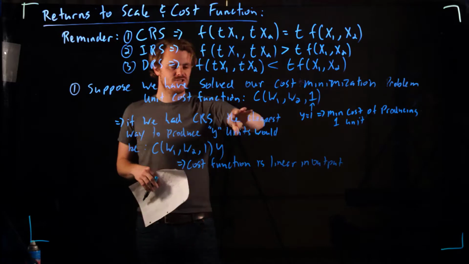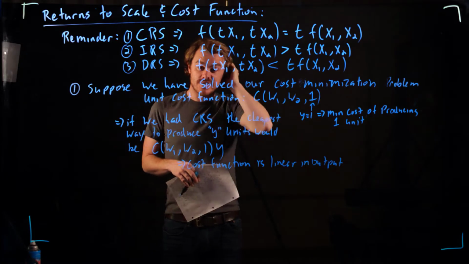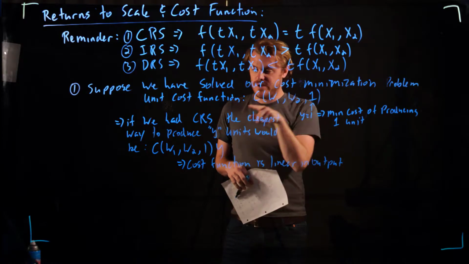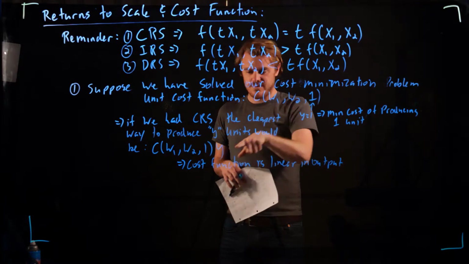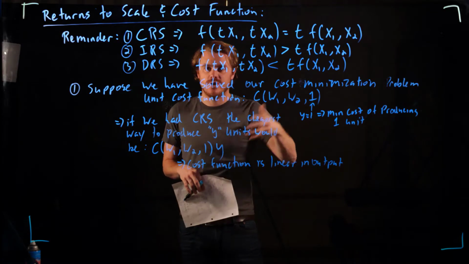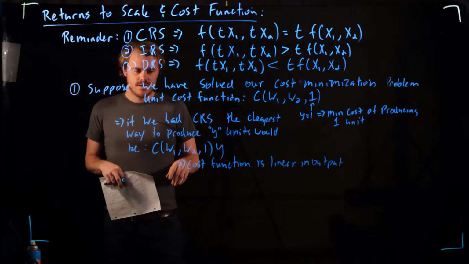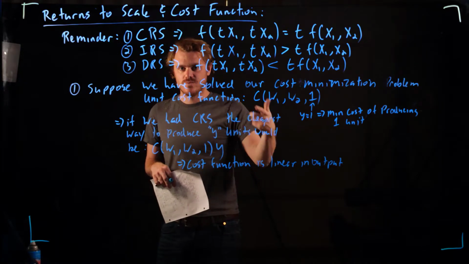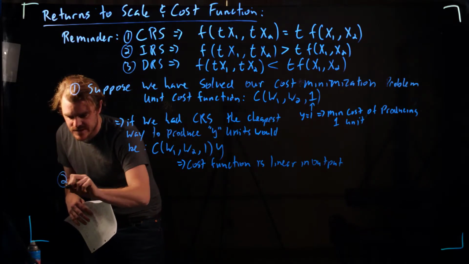So if we have constant returns to scale and we figure out what the cost function is when we have 1 unit of output, then we can just take this unit cost function and multiply it by y in order to get the cost function for a general y level of output. So this cost function is linear with respect to output. Now we can also think of these 2 other cases.